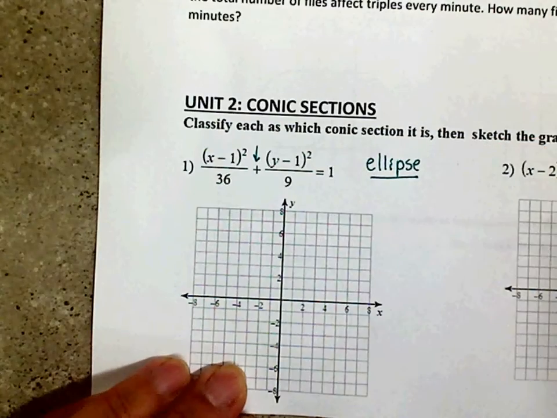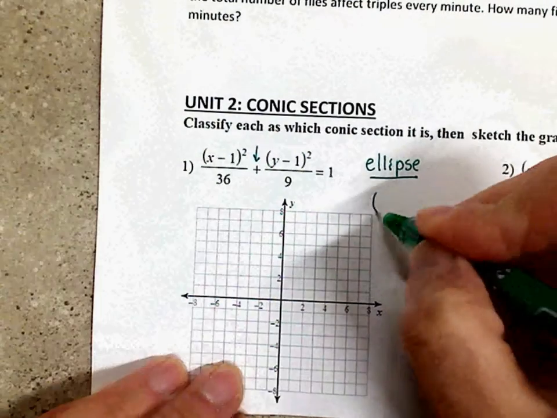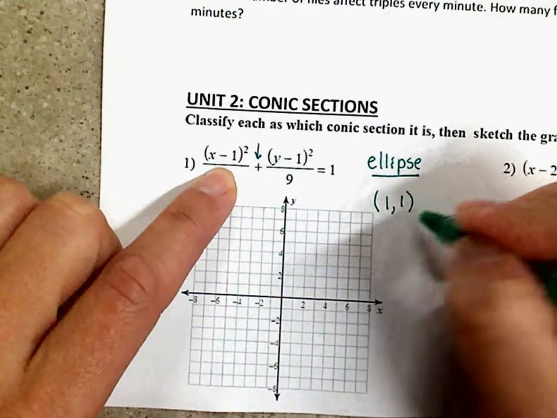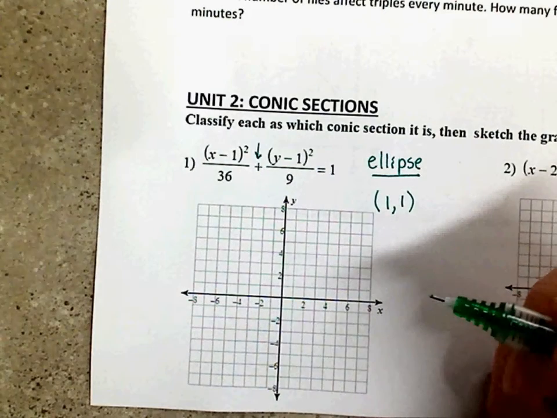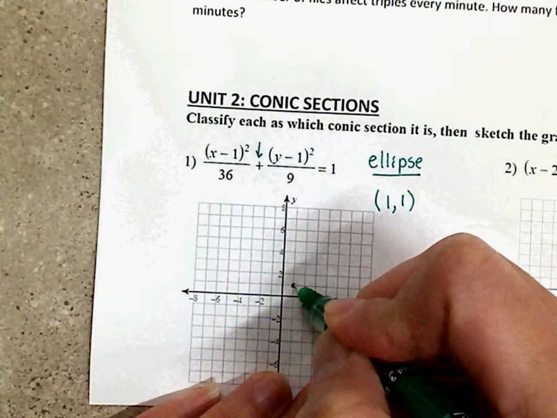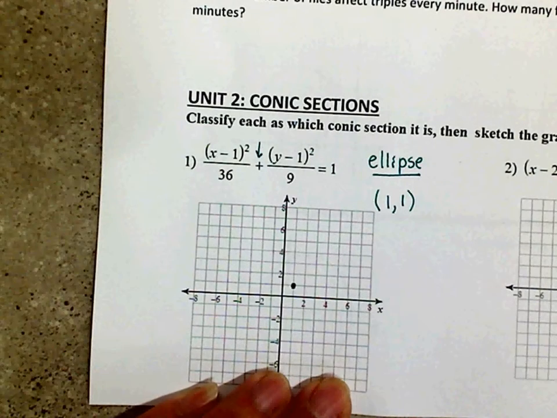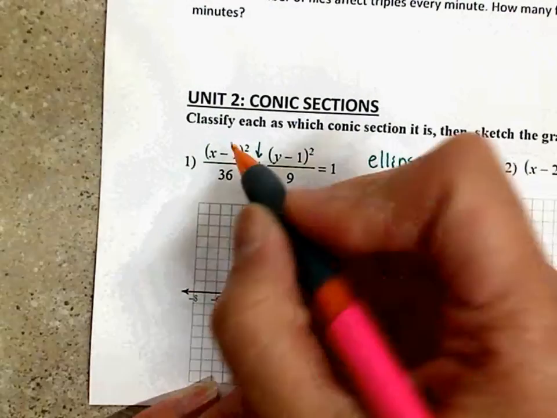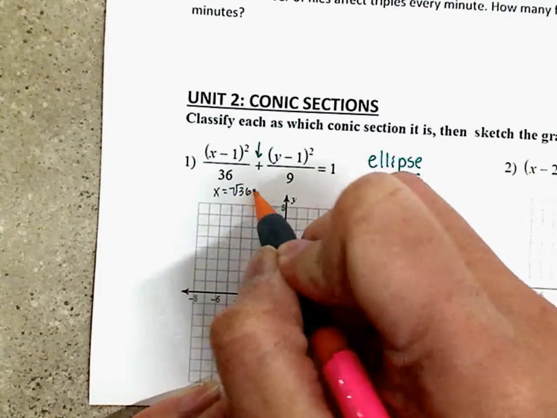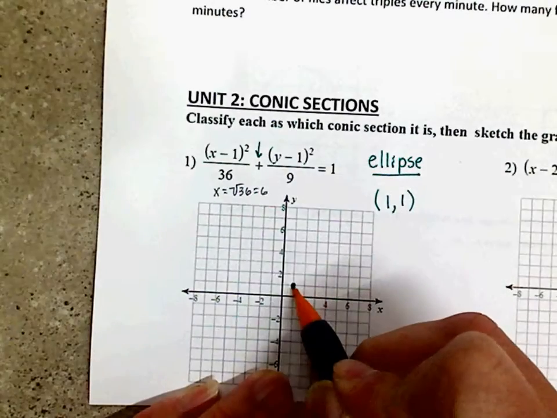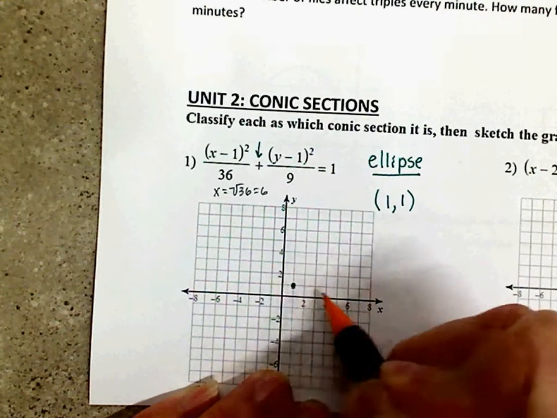So let's go ahead and graph our ellipse. Your center is (1, 1). It is always the opposite according to the formula. Okay? So you're going to go to (1, 1). Your x value, you take the square root of 36, which comes out to be 6. So you're going to go left 6. This is your x. X goes left and right.